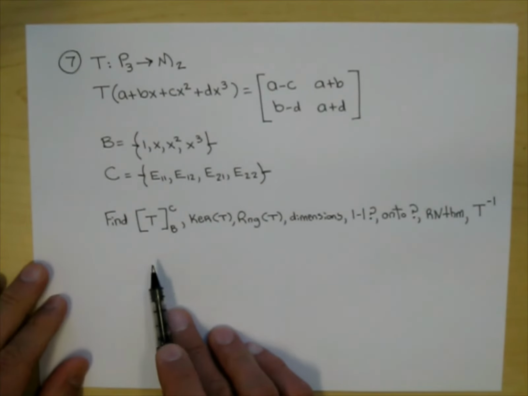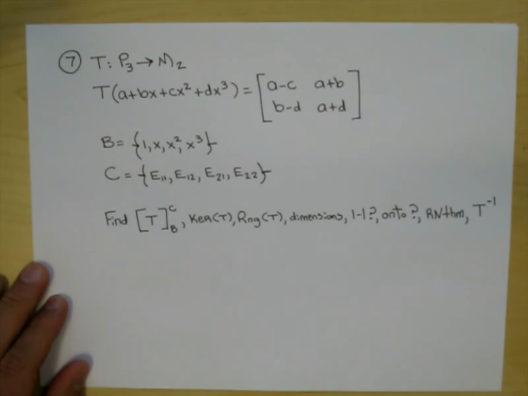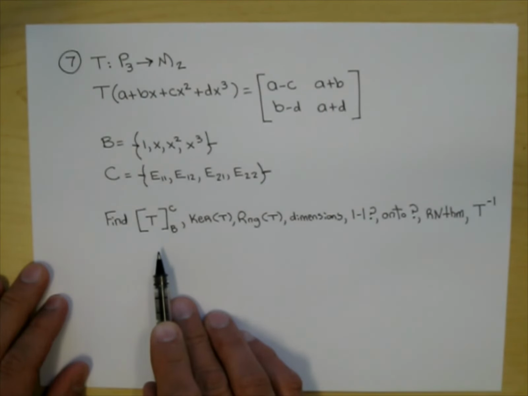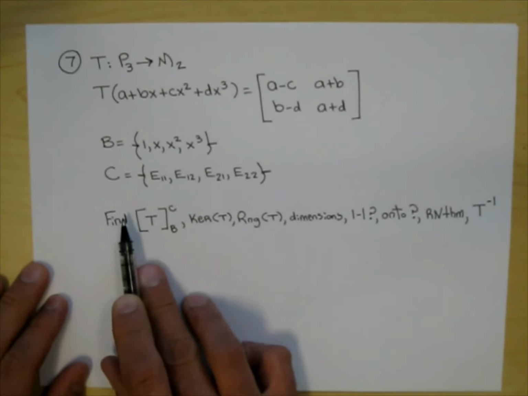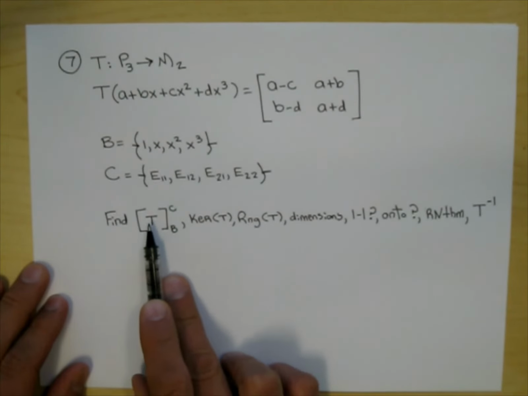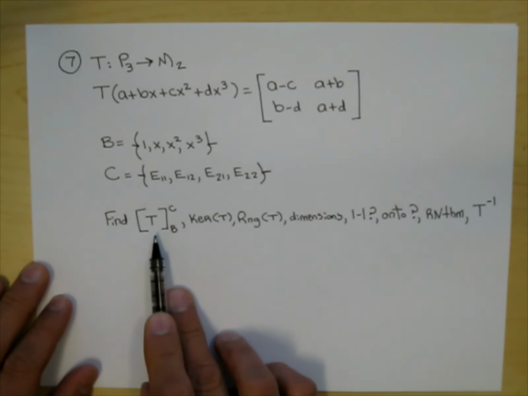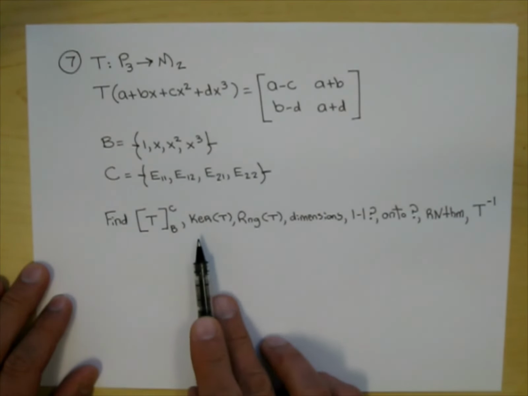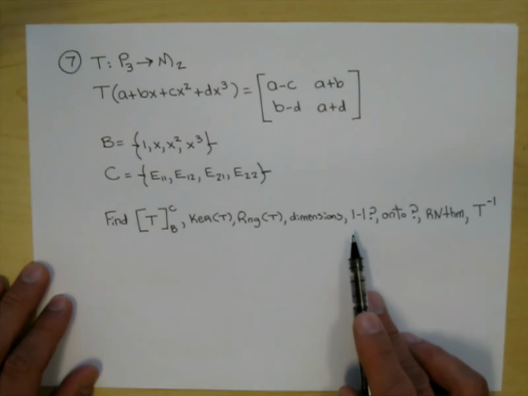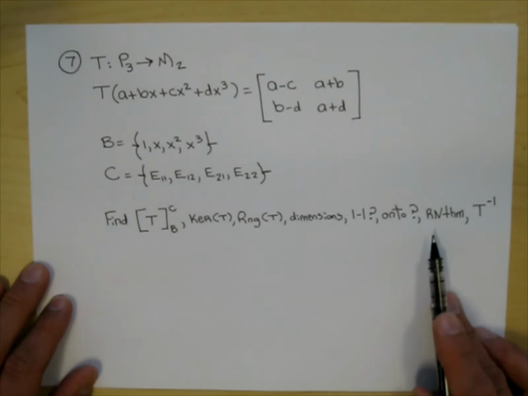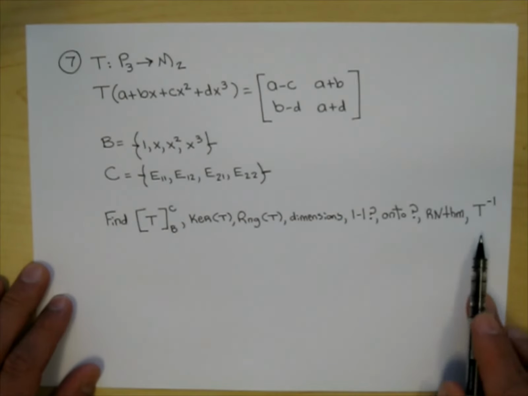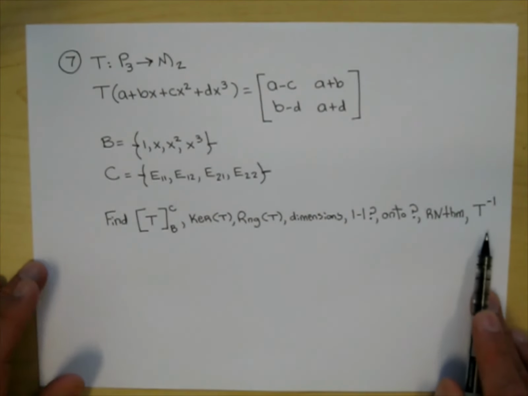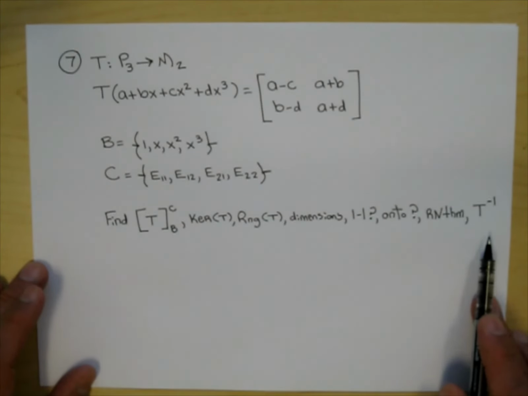We're trying to find everything. We're trying to find this matrix, which we call the matrix of T, relative to the ordered bases B and C. Now I know that sounds really bad, okay? We'll write it down. But that's going to help us find the kernel, the range, the dimensions. Is it 1-to-1? Is it onto? The general rank-nullity theorem and T inverse? So let's go ahead and do this.